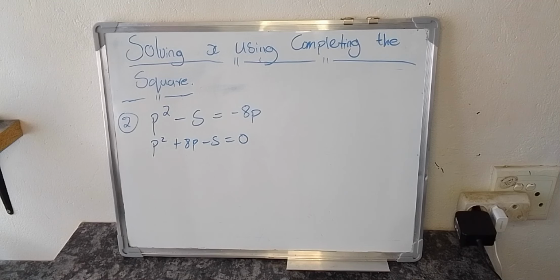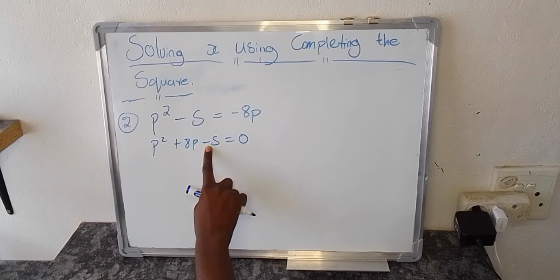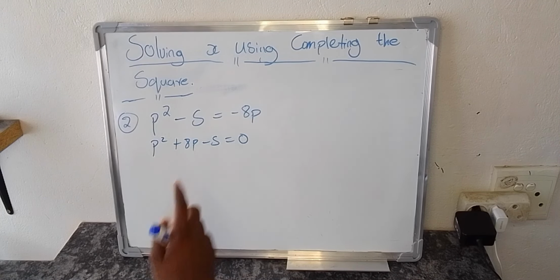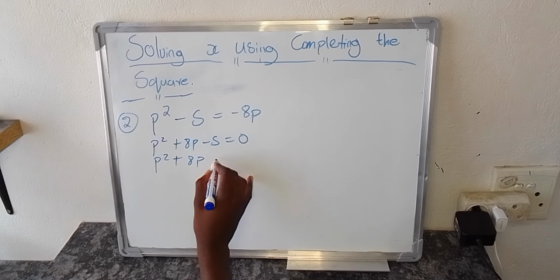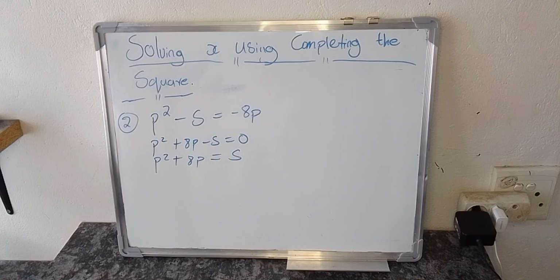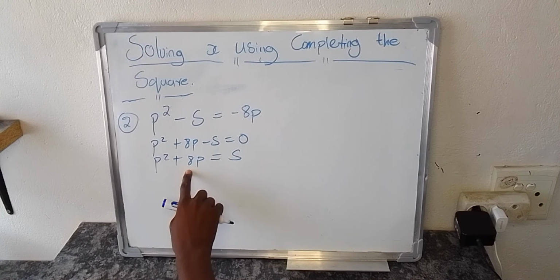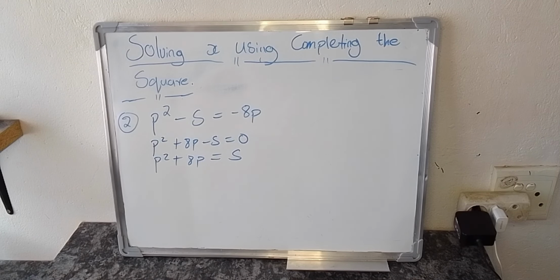So we have to do what? We have to take this negative 5 to the right hand side. Then we are going to have p squared plus 8p is equal to positive 5. Then from there we are going to focus on the coefficient of p, which is 8. So now we are going to divide 8 by 2, then square the answer. And that answer we're going to write on both sides, because what we do on the right hand side we also have to do on the left hand side.